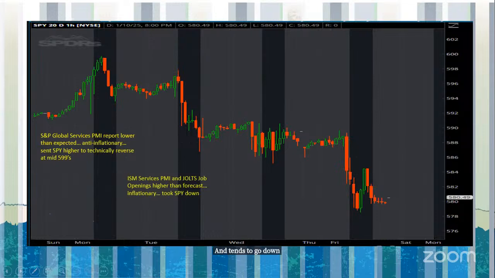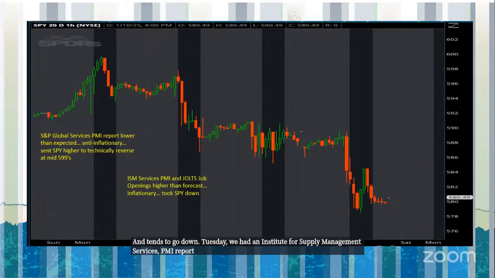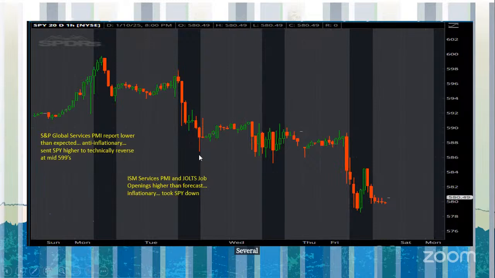Tuesday, we had an Institute for Supply Management Services PMI report and a JOLTS job openings report. Both of these were higher than the forecast, very inflationary. Well, that's all it took for SPY to drop. As a matter of fact, we dropped several points from around 598 right down to 586. Wasn't a disaster, but it still dropped.